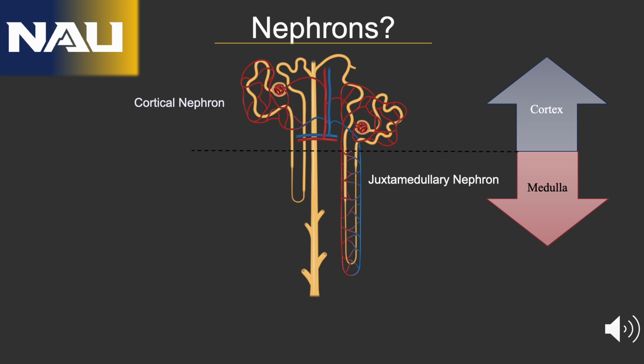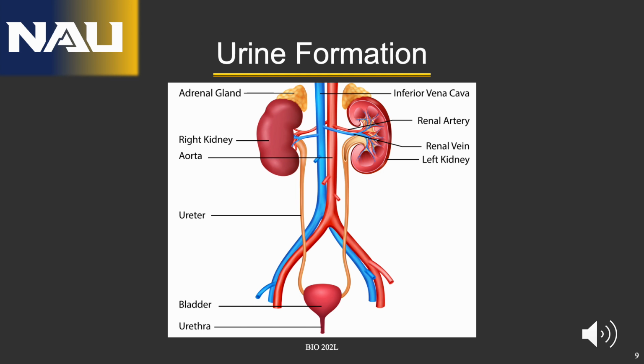Once urine enters the collecting ducts, it begins its journey out of the kidney. The collecting ducts converge to form larger ducts known as the papillary ducts, which are located at the apex of the renal pyramids. The apex is just that point there.